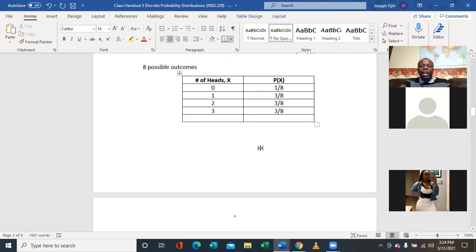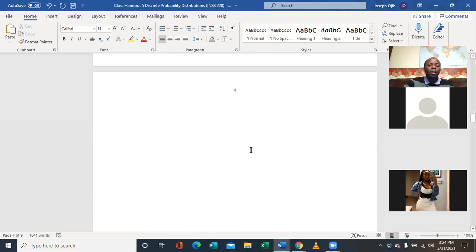Now, with this table, we can have a graph. Here, let me draw the graph so you can see. I'm going to put probability of X, where X represents the number of heads. Remember, you can use tail if you like. So now we have zero heads, one head, two heads, three heads. And then we can make our chart.